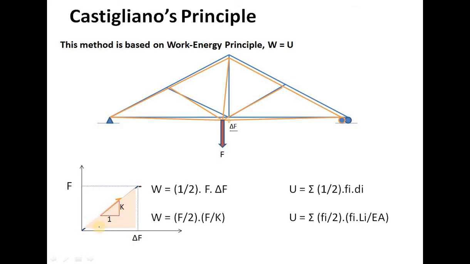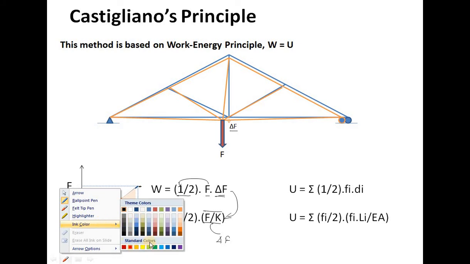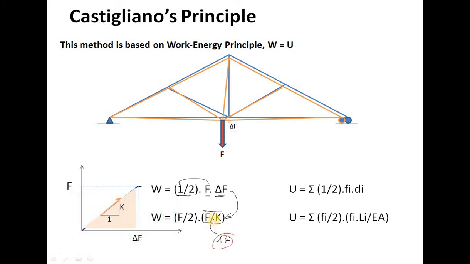So the total work done by the external force is given as half of F times delta F. Now K is actually the slope of this line, so I can rewrite this equation like this: W is equal to F by 2, and delta F I will represent in the form of F over K. So this is delta F, because I'm taking the slope of the line as K.